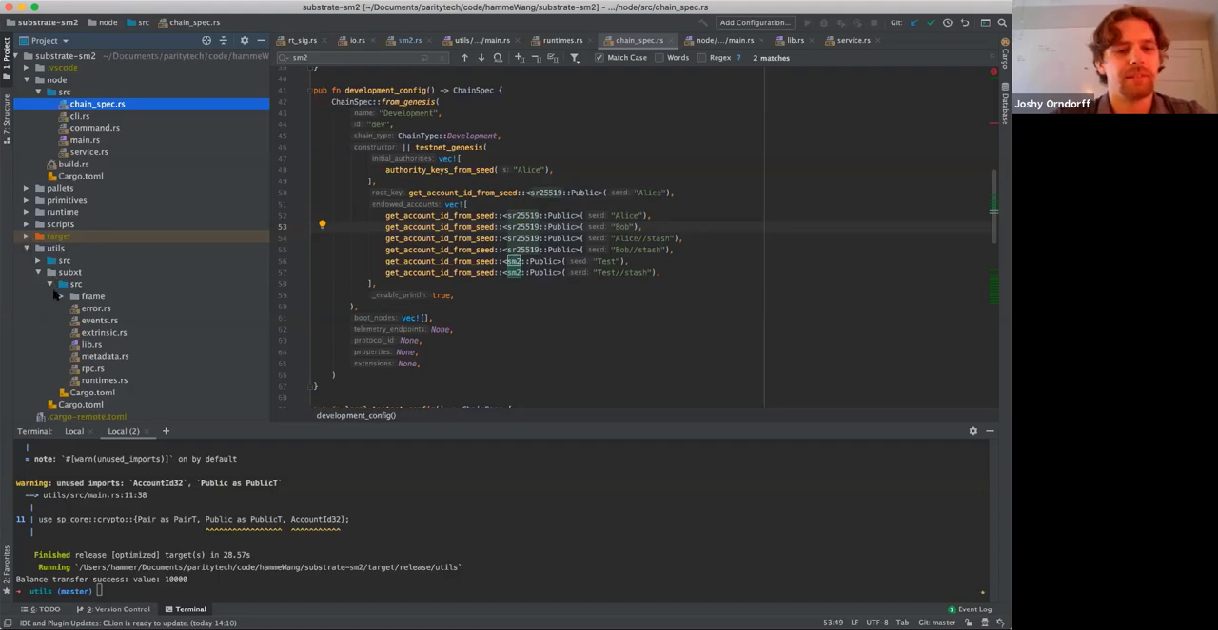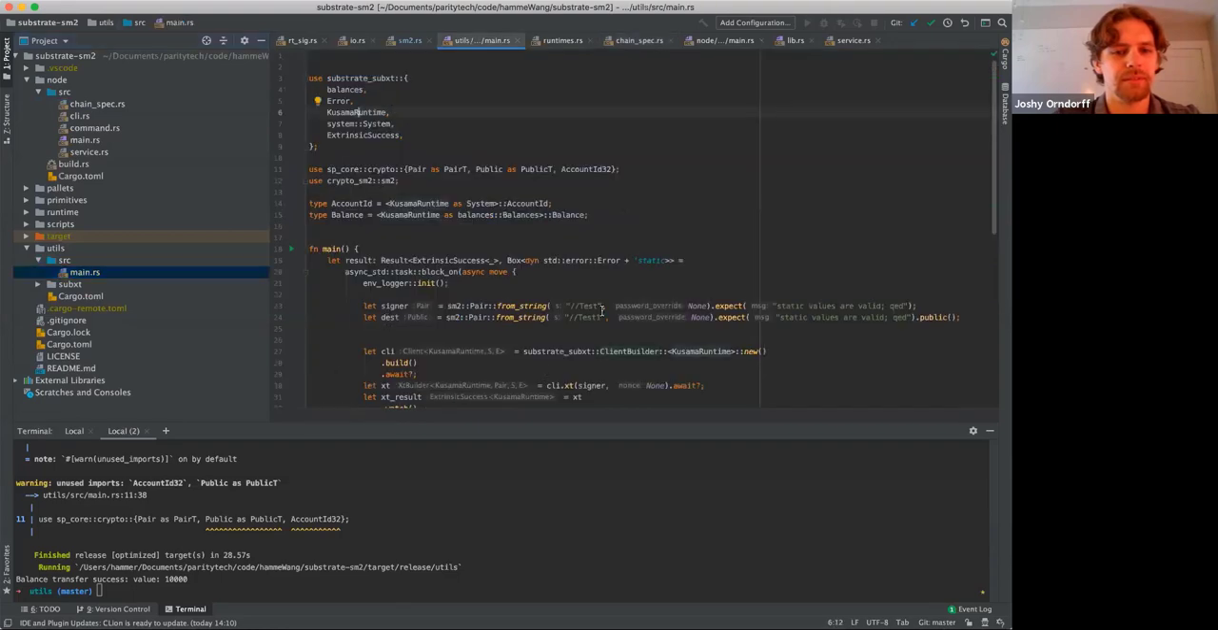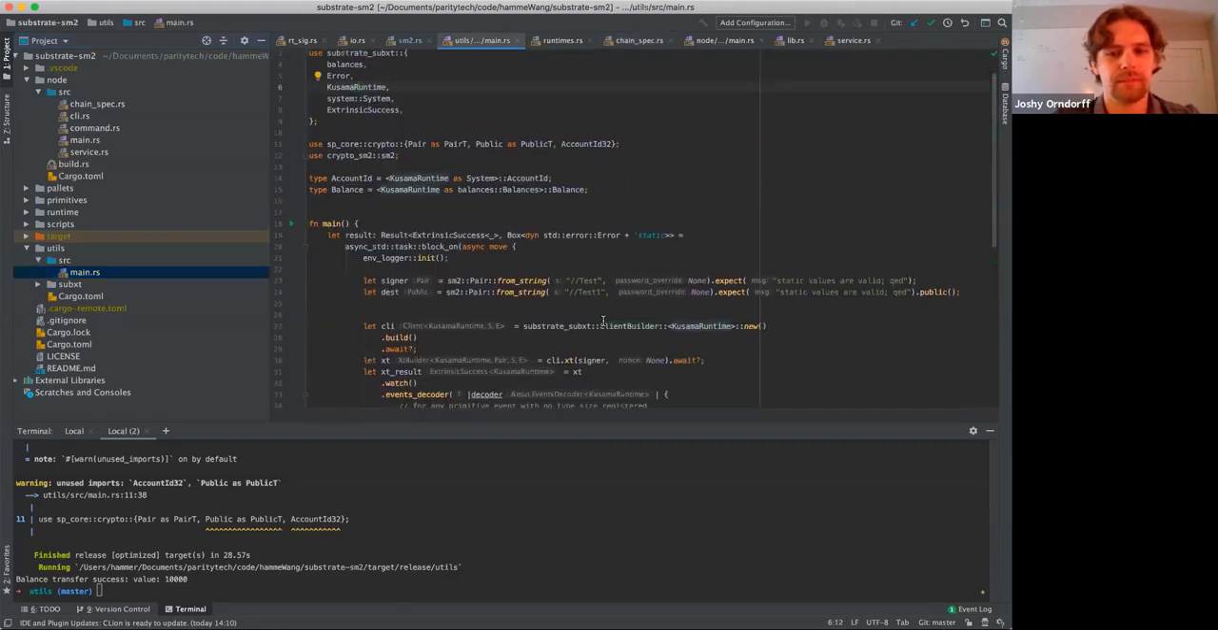It's an interesting question because I believe it could work. If Alice is from SR25519 and the destination is from SM2, I believe it still works in subxt. But here, when you sign an extrinsic or a signature onto the chain, I believe the message will be signed with the SR25519 algorithm.